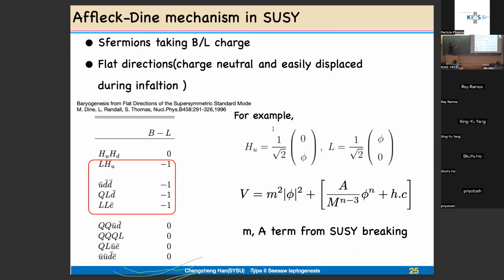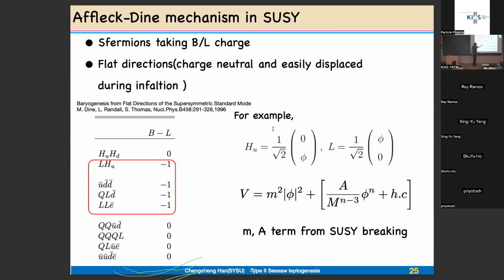That's what we call flat. But anyway, if we add some SUSY breaking term, we will have a small potential along these directions. This was studied long time ago by Michael Dine and Lisa Randall, and they wrote down all the flat directions in supersymmetry. But only this kind of flat direction can be used to generate the baryon asymmetry, because we need the non-vanishing B minus L symmetry.